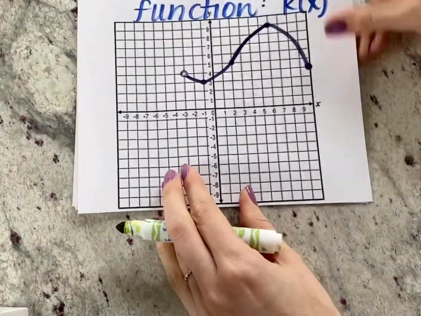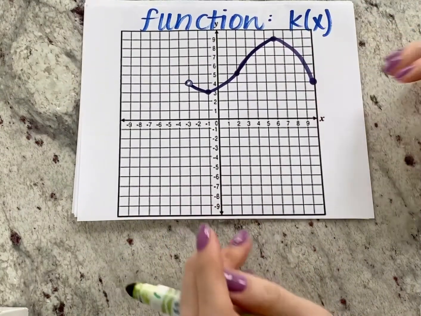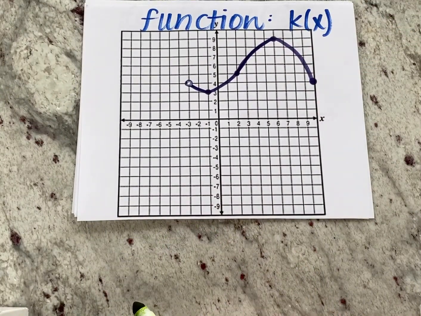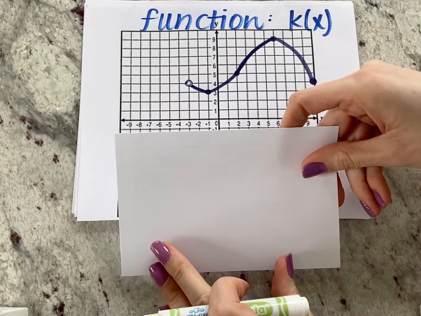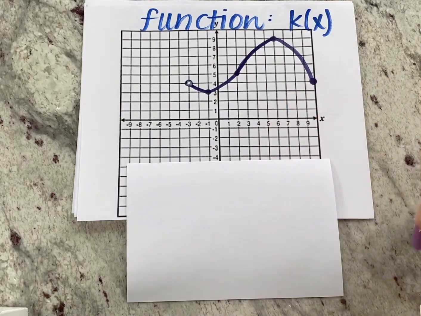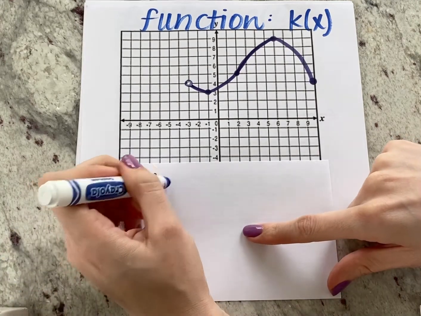So let's just jump right to it. We're going to do a few examples, and we're going to be focusing right now on our range. So when we look at this, we're trying to figure out how high up does our graph go and how far down does it go. So we're always going to go bottom first and then top.